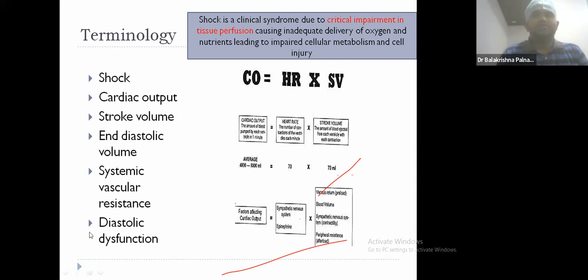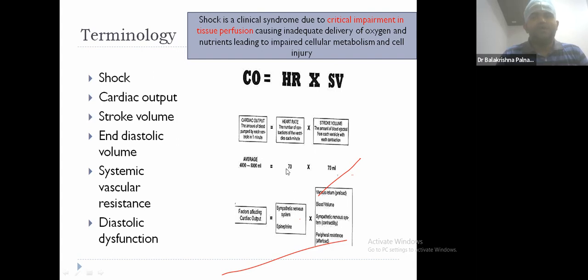So basically our body runs on three things. Cardiac output is equal to heart rate into stroke volume. If you don't know anything else, just remember this easiest formula. Our cardiac output, which in an adult is about 5 liters, depends on your heart rate into stroke volume. Stroke volume in turn depends on three factors: one is preload, one is contractility, the other is afterload. You can see here, the sympathetic nervous system determines contractility, your peripheral resistance will be afterload, and your venous return will determine your preload.